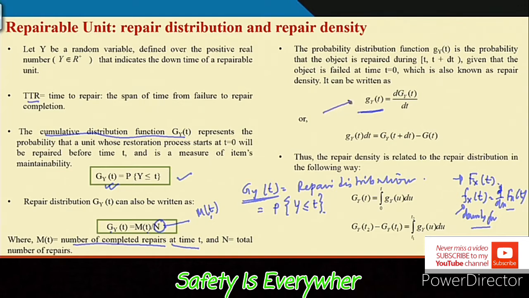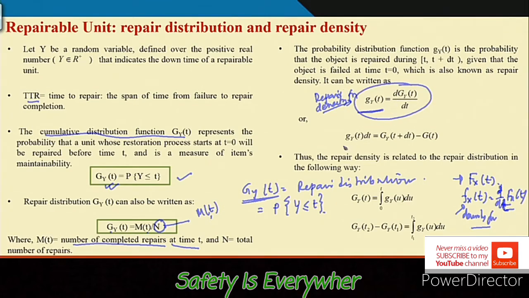So, that is why here, from the repair distribution to the repair density function. So, what is the repair density function? Repair density function, small g_Y(t) equal to d by dt of G_Y(t). Okay. So, this is our formula.